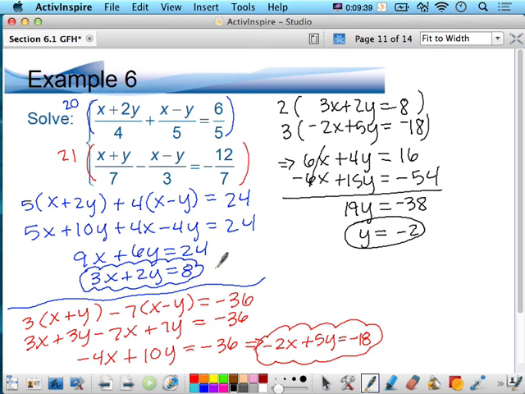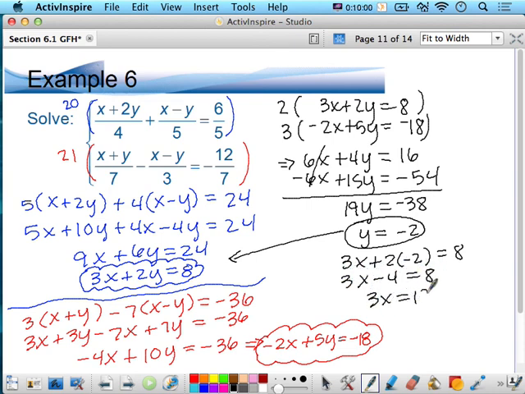So let's go back to this one right here. If I plug negative 2 in there, I have 3x plus 2 times y, which would be what? Negative 2 has to equal 8. So that would be 3x minus 4 equals 8. 3x equals 12, and x equals positive 4. So the solution to this system of equations is the ordered pair 4 comma negative 2.